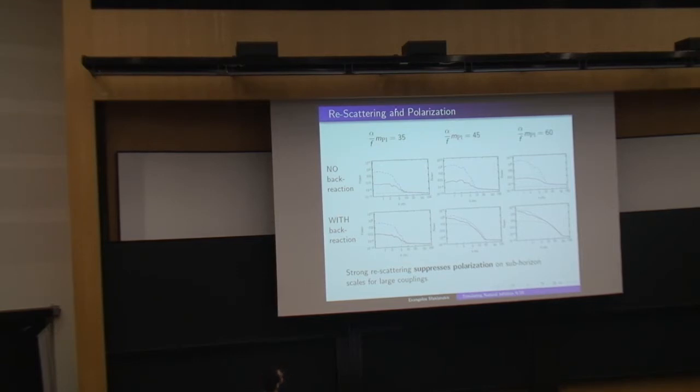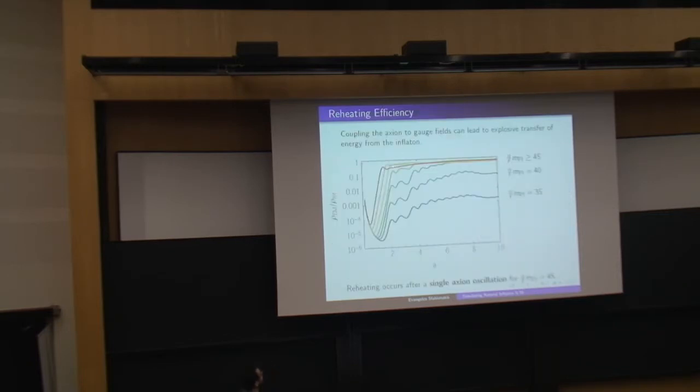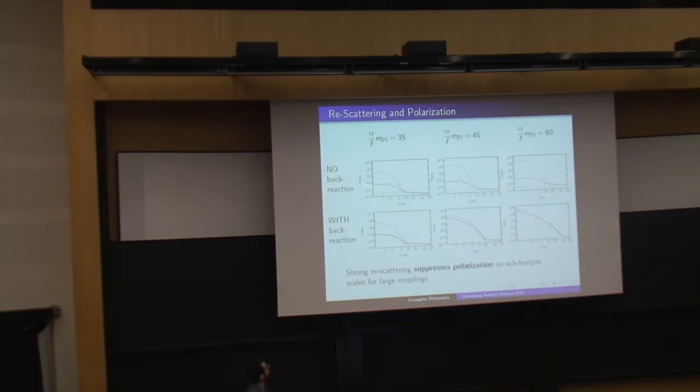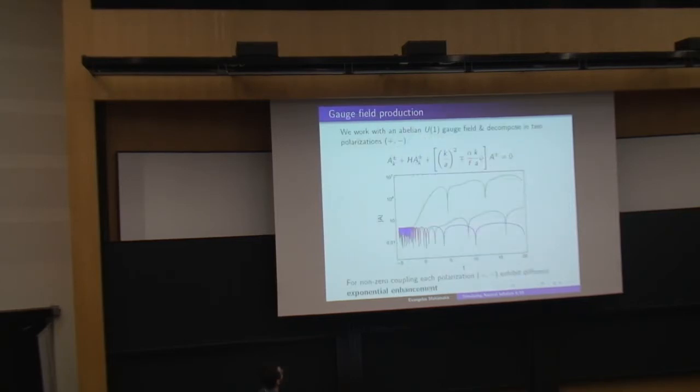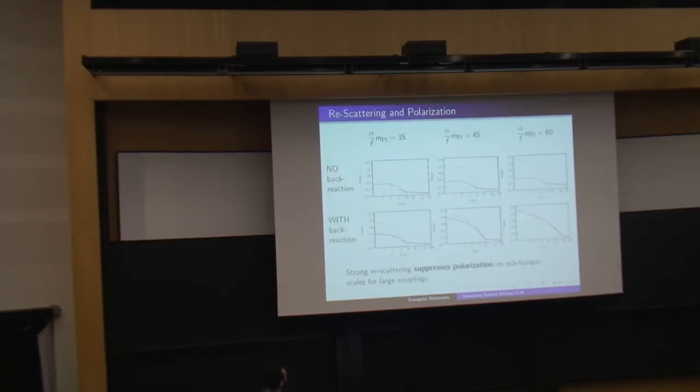So here we take three characteristic values. So a small one, 35, is like this one. 45, which is the intermediate value of the coupling, and 60, which is this orange line here. So we artificially shut off back reaction. And what we see for low coupling, the blue and the red curves are the two polarizations. And as you can see, there's an exponentially big difference between them, because it's exactly what you expect to find from simple linear calculations. And if we turn on back reaction, the story doesn't change much.